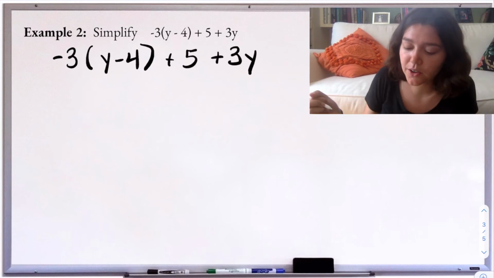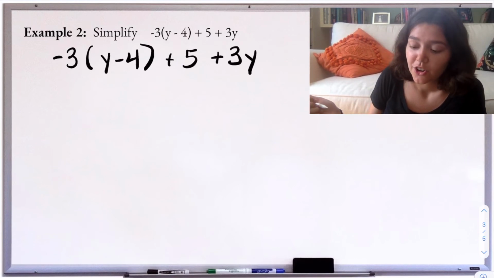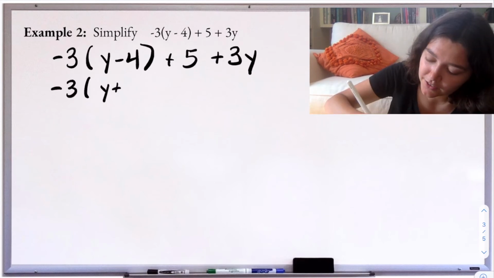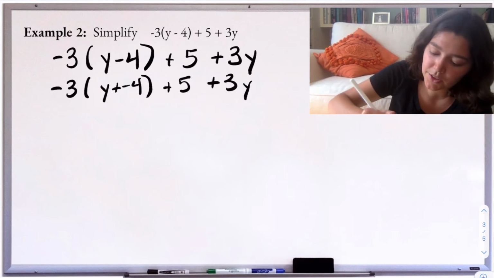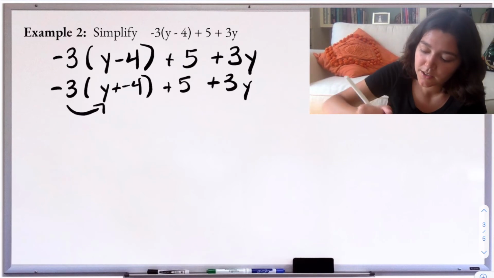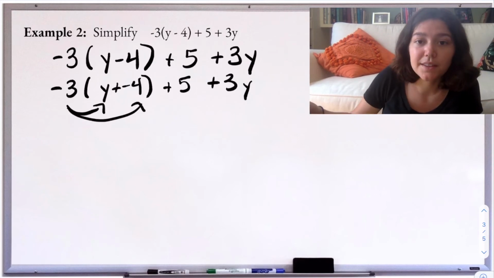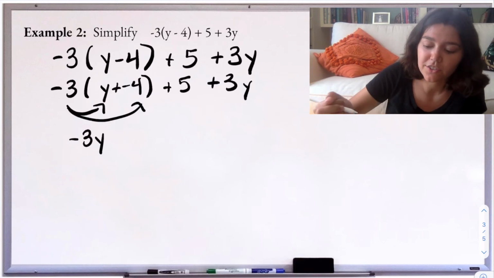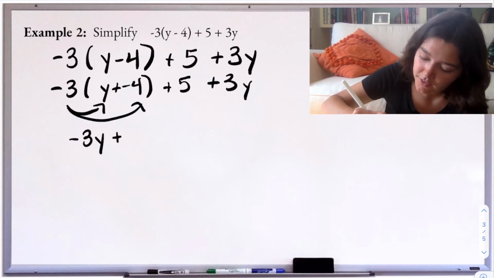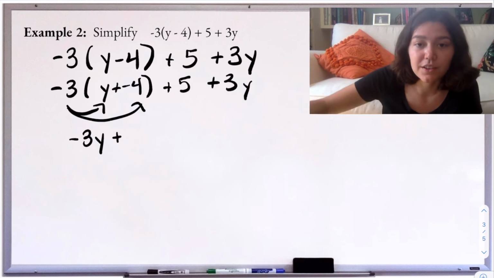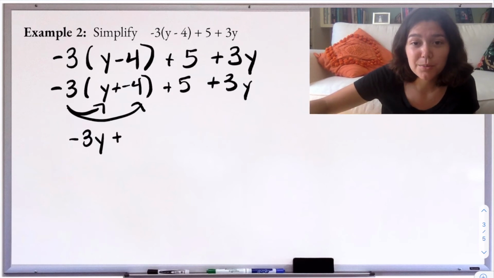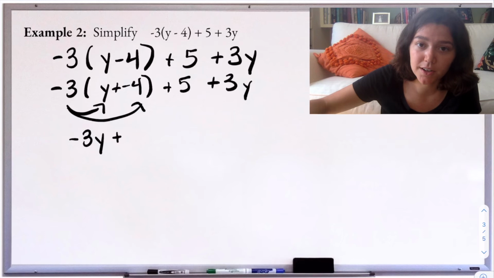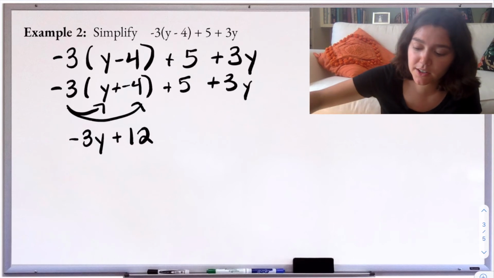Okay, when we distribute, I normally have us rewrite subtraction as addition. I can rewrite this as y plus -4 plus 5 plus 3y, and then I'm going to do -3 times y plus -3 times -4. So -3 times y is just -3y, and then I have -3 times -4. I have both negative numbers, they have the same sign. Remember, when we're multiplying, if you have the same sign, you get a positive product. So you just get positive 12 here.